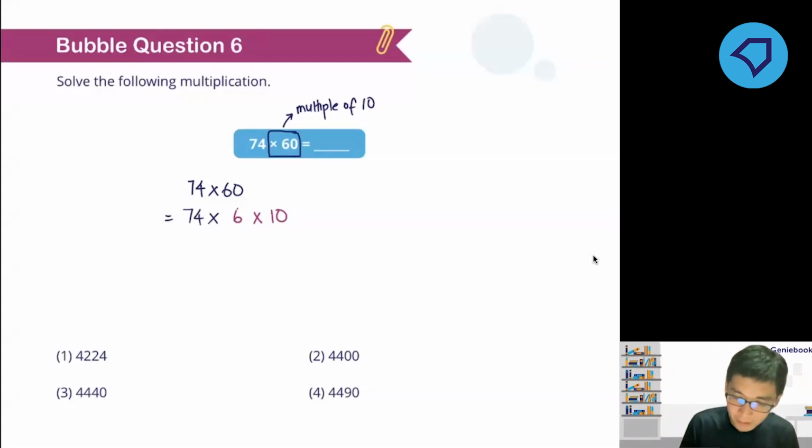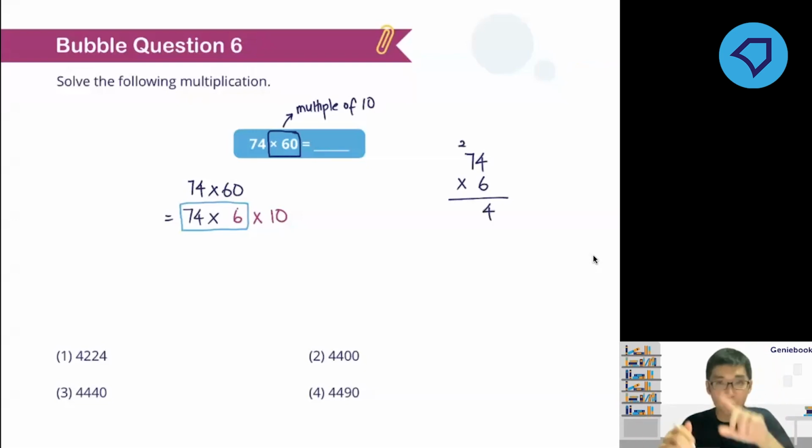Now the next part, let's attempt to solve this first, because we already know how to solve a multiplication of 2 digit by 1 digit. So let's take 74 multiplied by 6. 4 times 6 is 24. So regroup, bring up the 2 tenths above. Now 7 times 6 is 42. 42 plus 2 is 44.